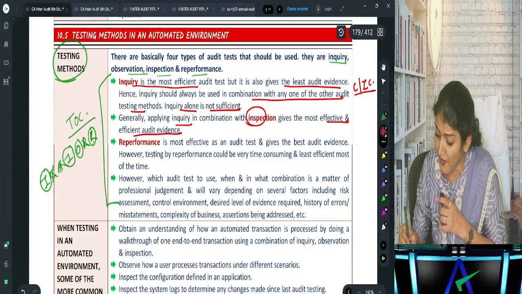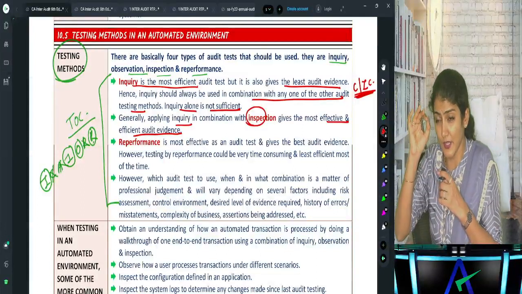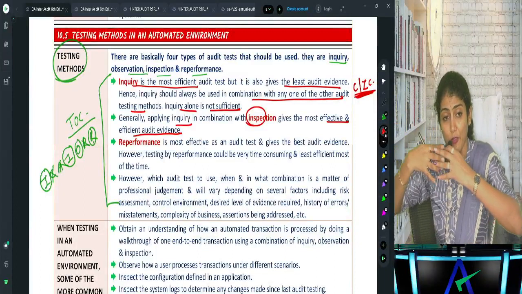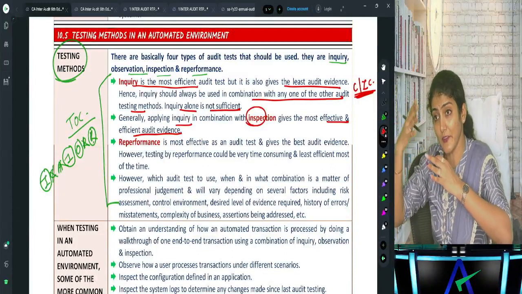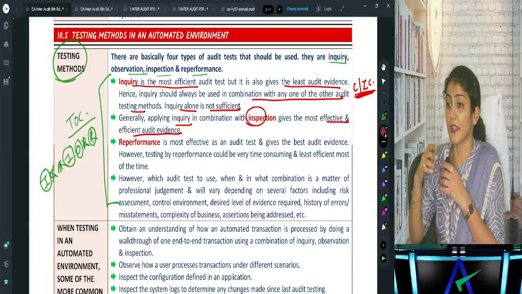This is their favorite for correct and incorrect. Inquiry is most efficient, but it gives you the least evidence. That is why inquiry should always be used in combination. And which is a good combination? Inquiry with inspection gives you the most effective and the most efficient audit evidence also.